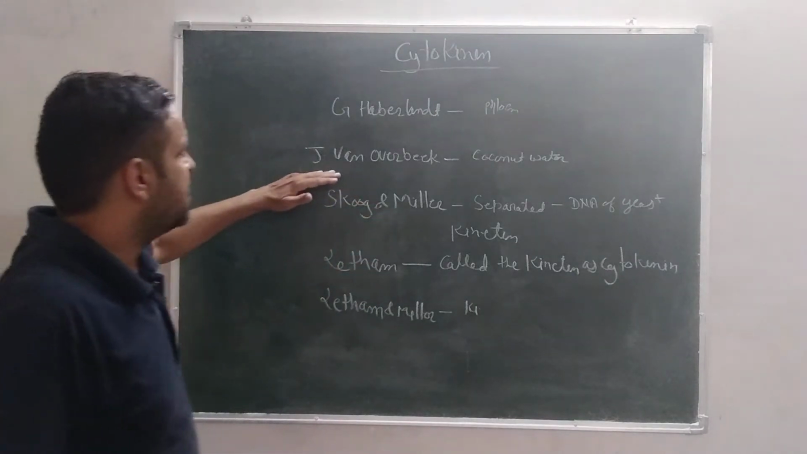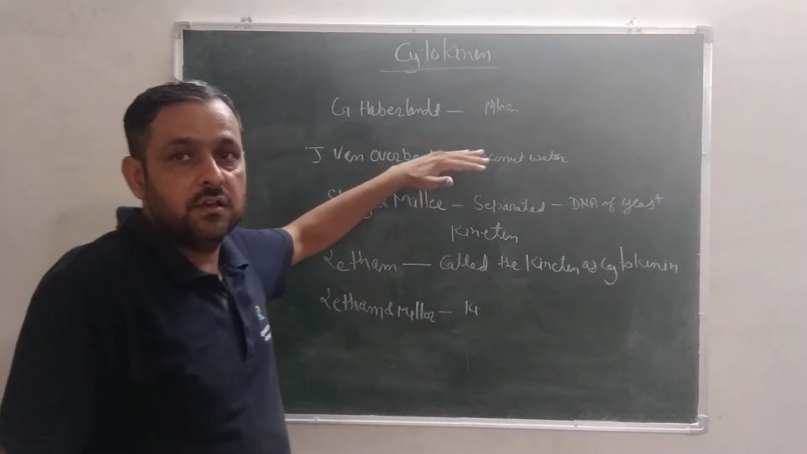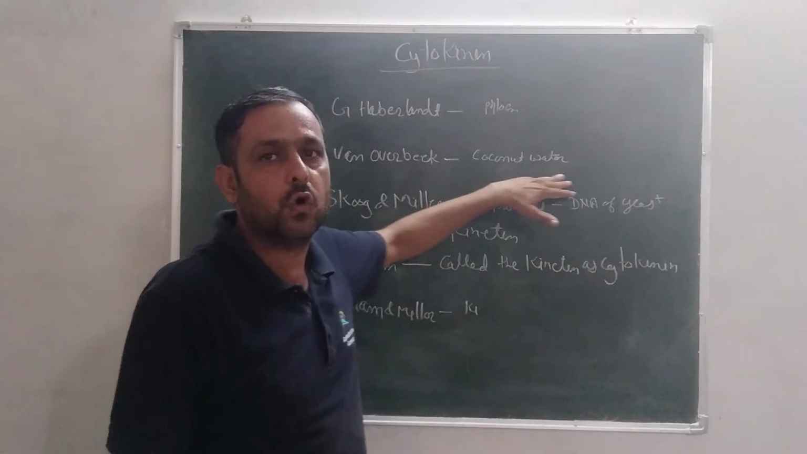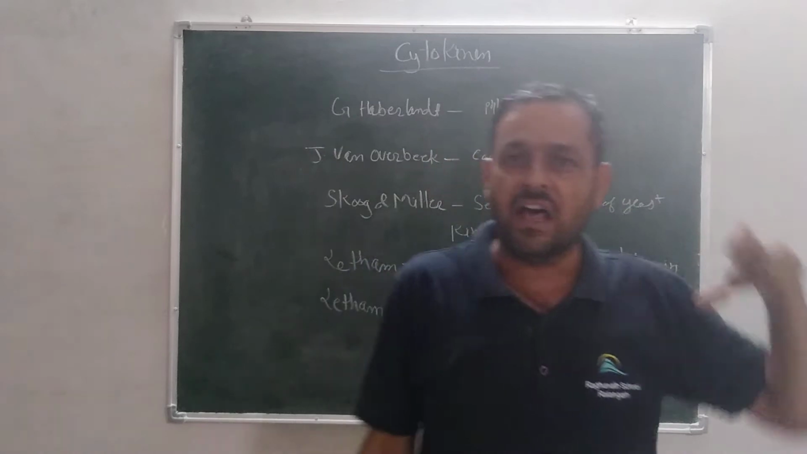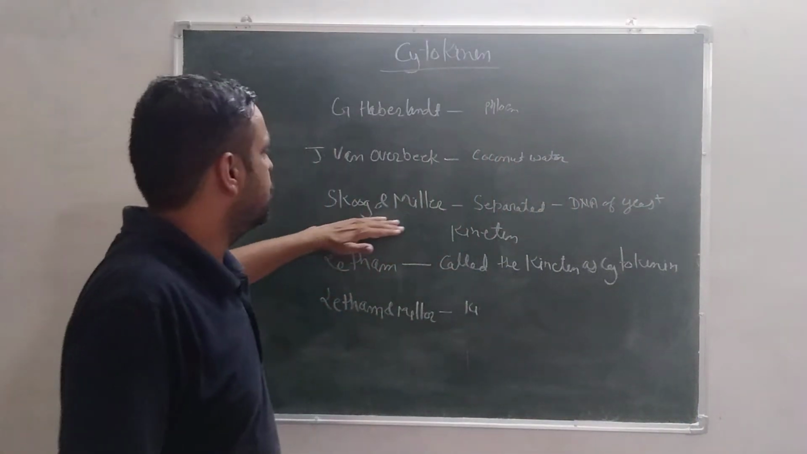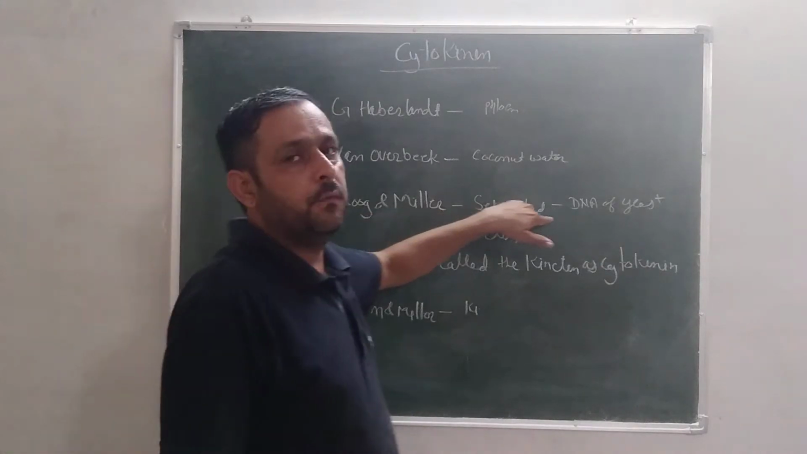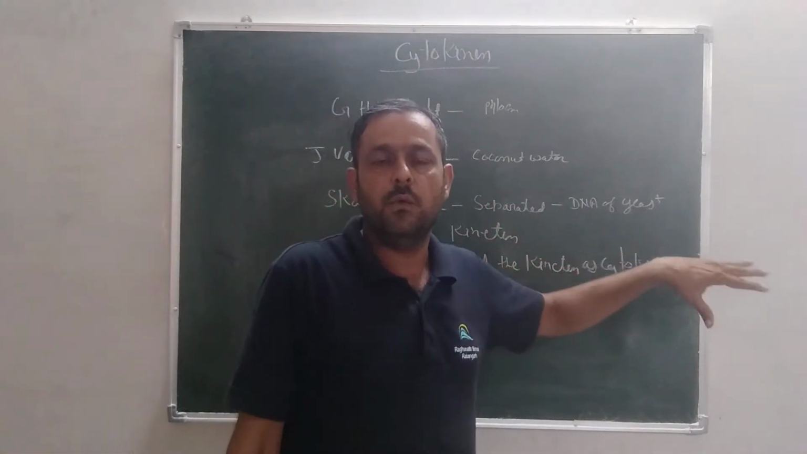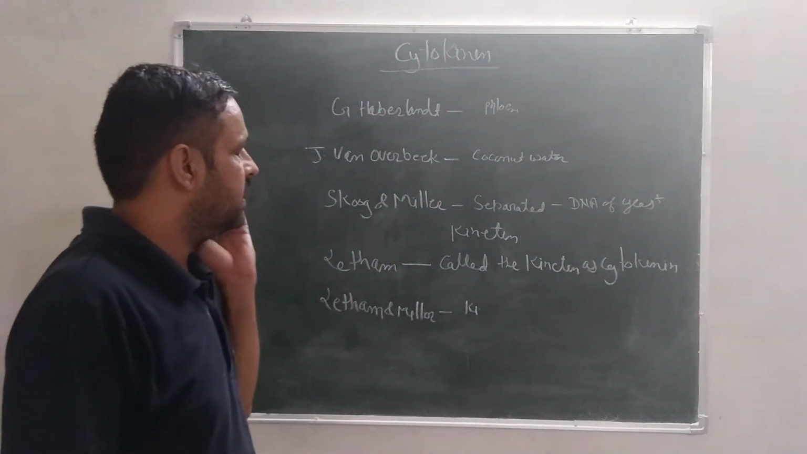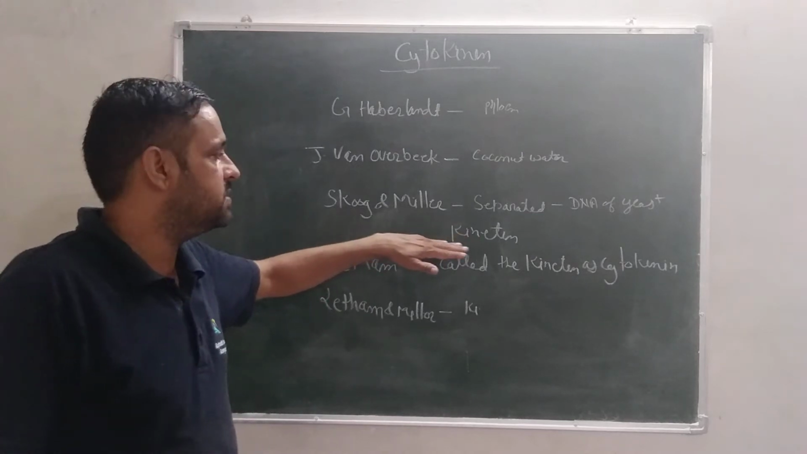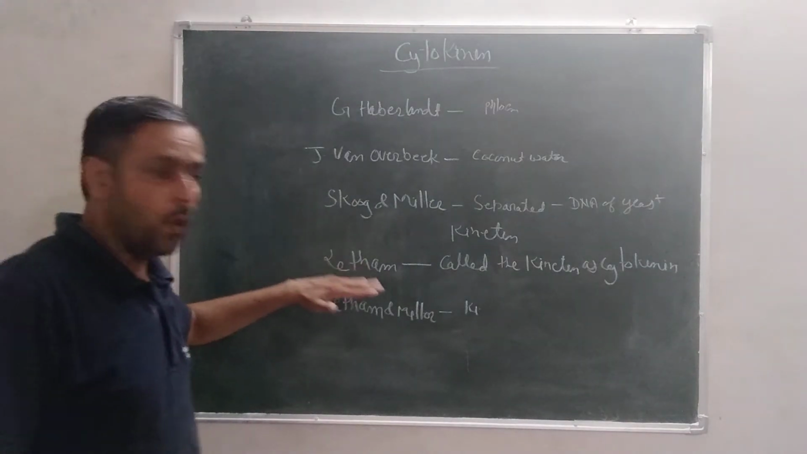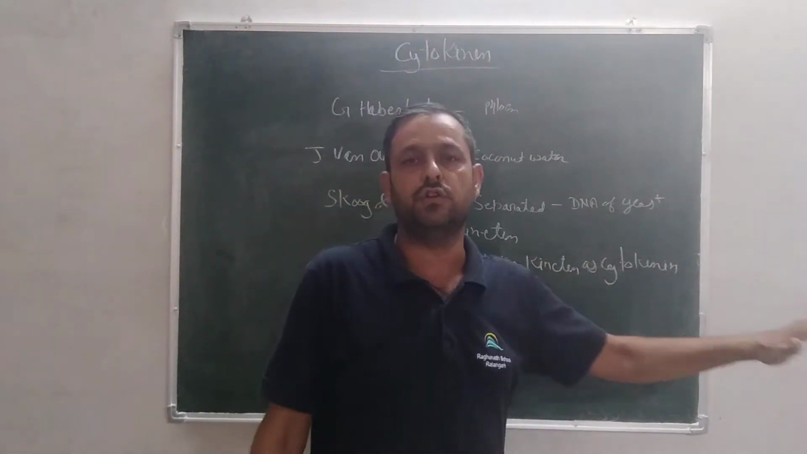After that, J. van Overbeek also separated a substance which is soluble in coconut water, and this substance is also helpful in cell division. Then Skoog and Miller separated from the DNA of yeast one substance which increases the rate of cell division, and gave it the name kinetin. After them, Latham called this kinetin cytokinin.